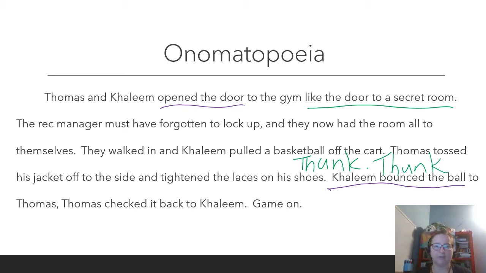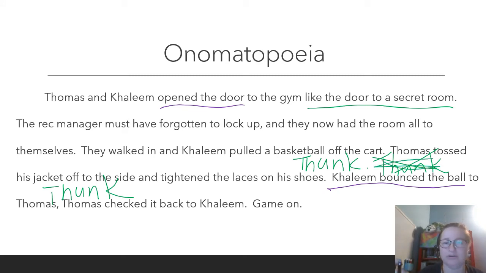Kaleem bounced the ball to Thomas. Ooh, maybe I want to say thunk. Kaleem bounced the ball to Thomas. Thunk. Thomas checked it back to Kaleem. Game on. Maybe that's the sound of Kaleem bouncing it once to Thomas, and Thomas catches it, and then Thomas bounces it once back to Kaleem to check the ball. That's what I want to do.